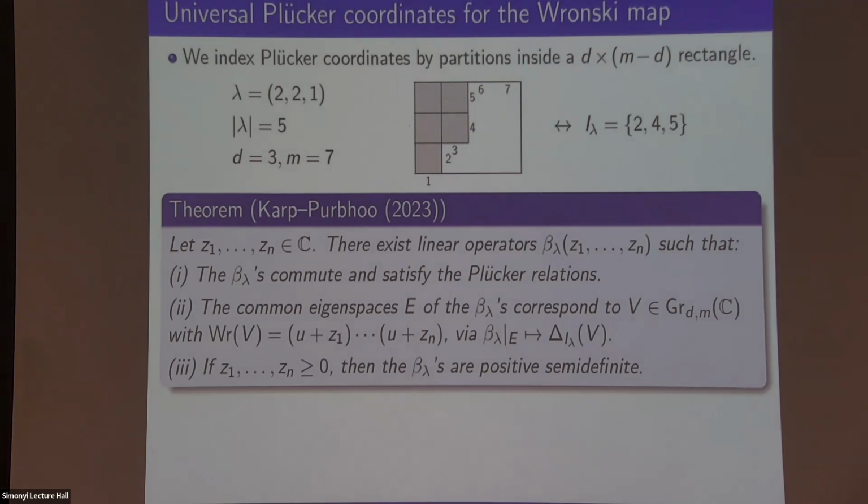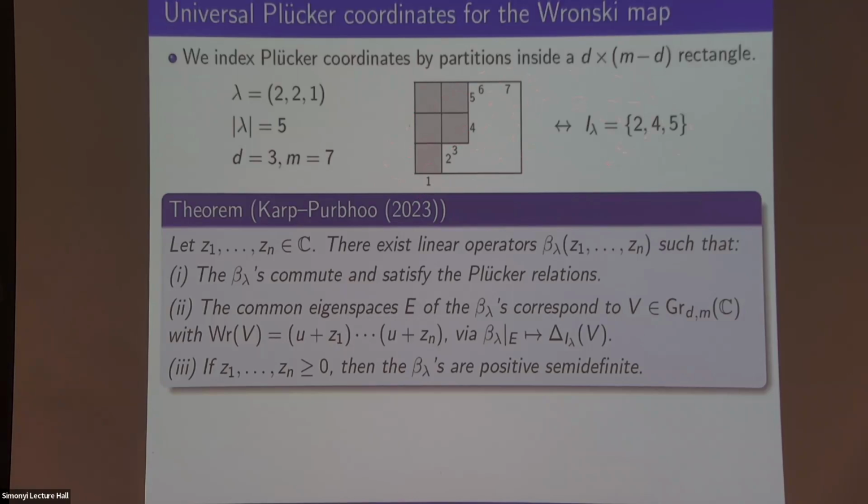Okay, so here's our main theorem. We're going to fix some complex numbers, z1 through zn. These are the negative roots of the Wronskian. Then there exist linear operators beta lambda, which are functions of the z's, such that these three properties hold. The first property is that these linear operators pairwise commute, and they satisfy the Plücker relations. The Plücker relations are quadratic relations which cut out the Grassmannian as a projective variety. Using this correspondence, we can translate the Plücker relations and express them in terms of partitions. So these beta lambdas satisfy these Plücker relations.